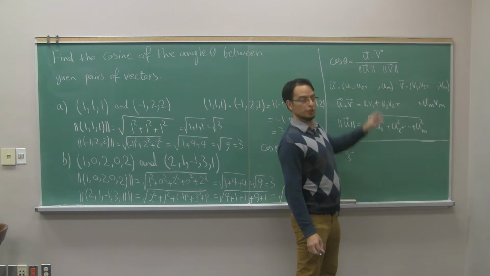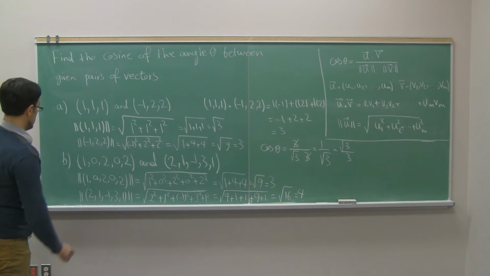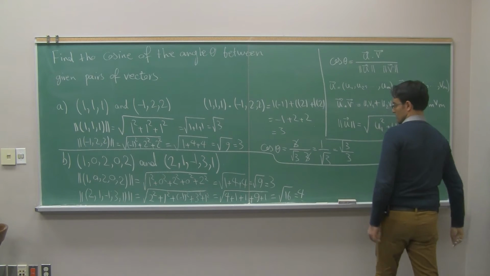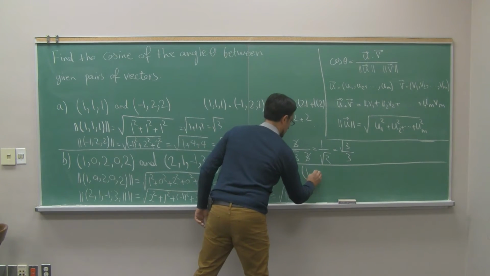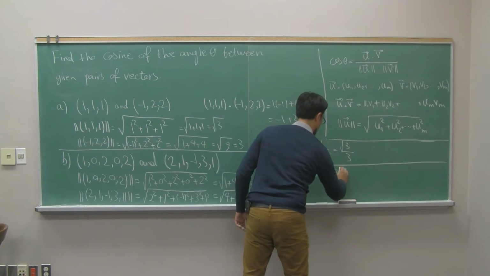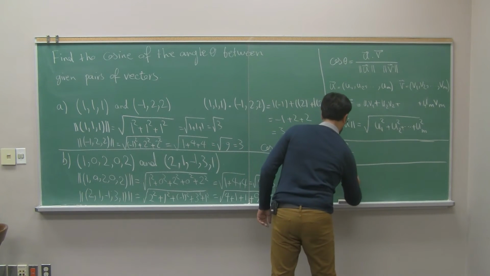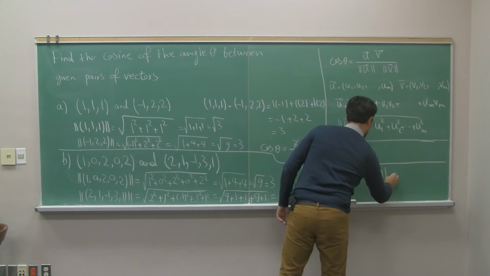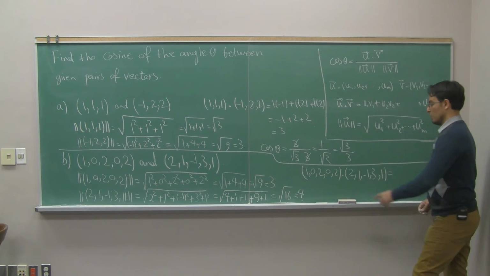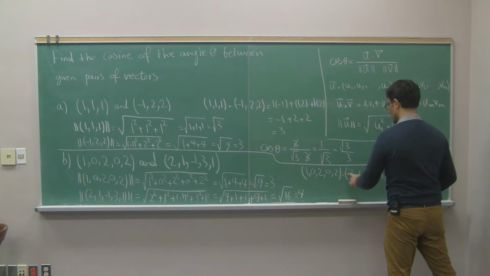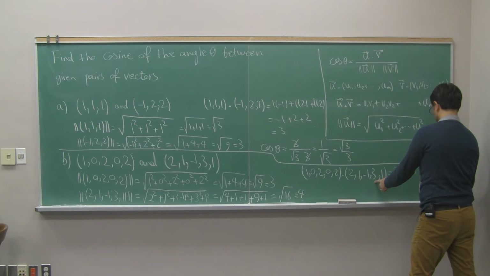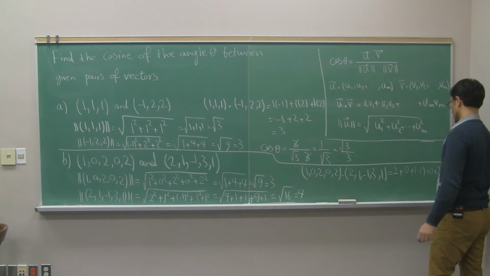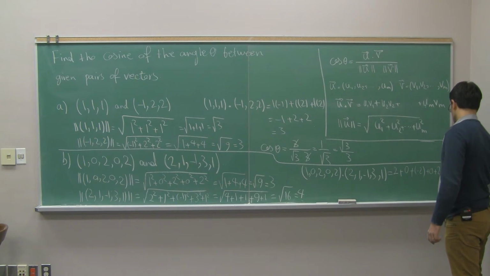Now time is to find u dot v. Okay, so let me draw this line here. U dot v, I will use this space here. 1, 0, 2, 0, 2 dot 2, 1, negative 1, 3, and 1. Multiply corresponding components and add them. 1 times 2 is 2 plus 0 times 1 is 0 plus 2 times negative 1 is negative 2. 0 times 3 is 0. And 2 times 1 is 2. I have 2 minus 2 plus 2 is 2.